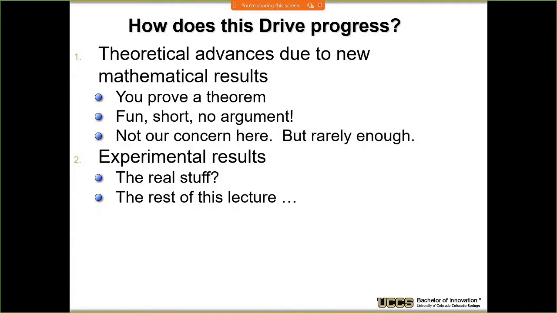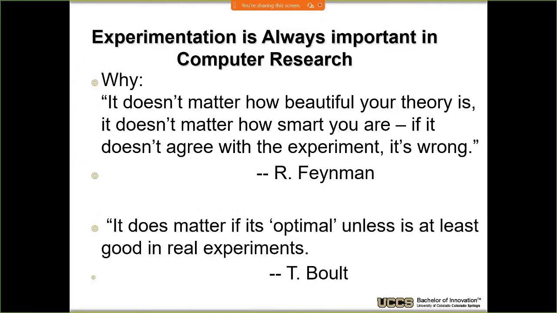But experiments, in my view, are the real stuff, right? Almost no good computer science can happen without experiments. We'll come back to that a little bit more. It's why we're going to talk about it for the rest of this lecture. So experimentation is always important in computer research. And this comes from a physics point of view. Richard Feynman is a famous physicist, right? It doesn't matter how beautiful your theory is. It doesn't matter how smart you are. If it doesn't agree with the experiment, it's wrong.